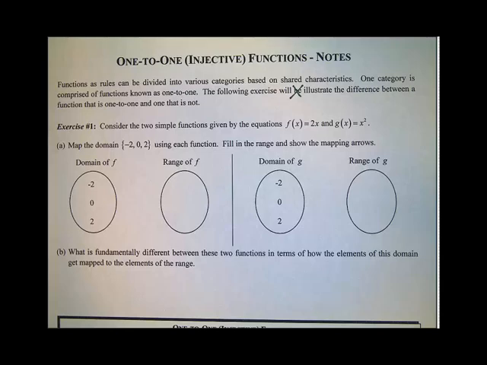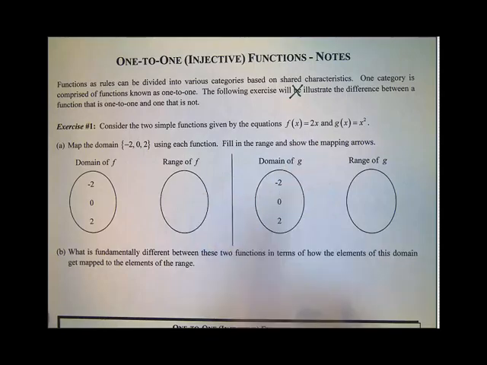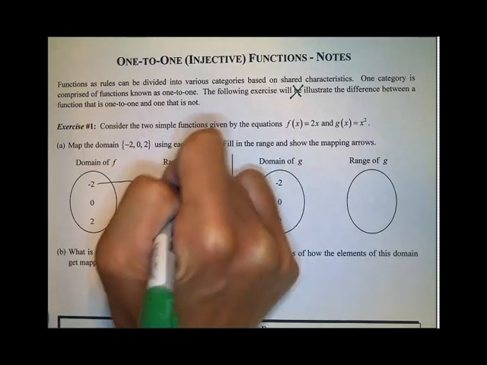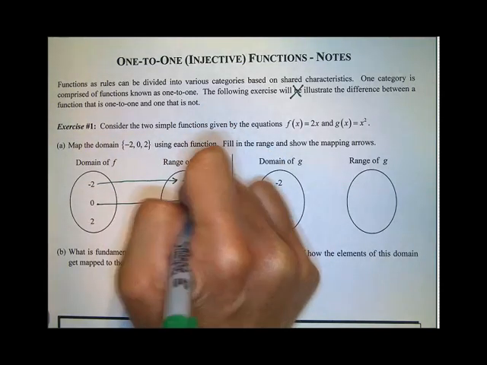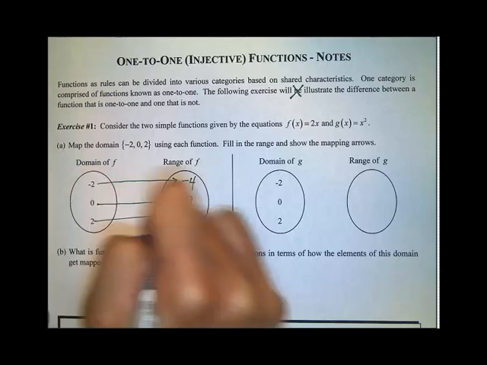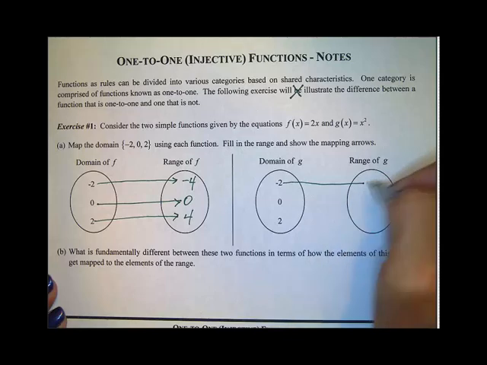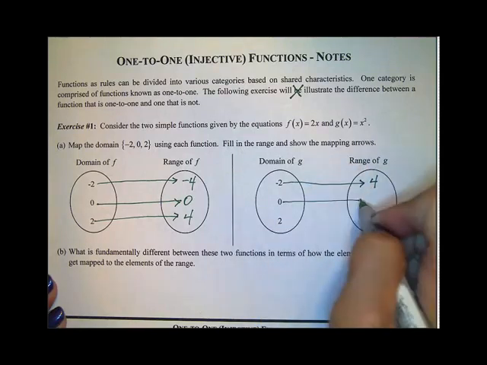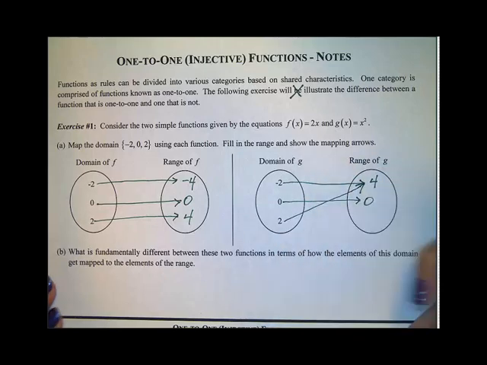So in the first function, f, we have 2x as our rule. So -2 times 2 is -4. 0 times 2 is 0. And 2 times 2 is 4. For our function g of x, our rule is x squared. So -2 times -2, or -2 squared, is 4. 0 squared is 0. 2 squared is 4.